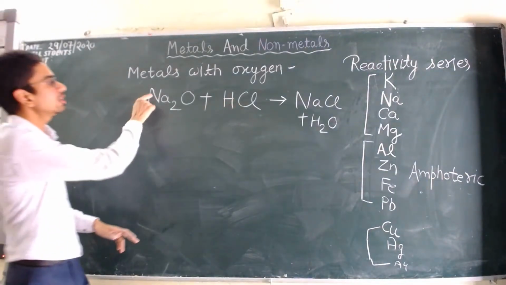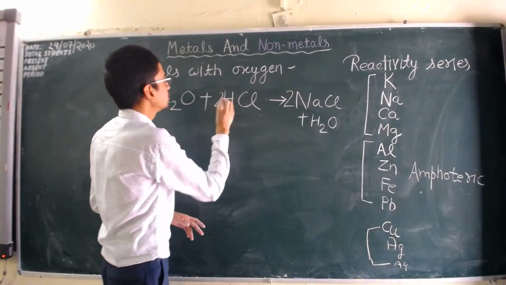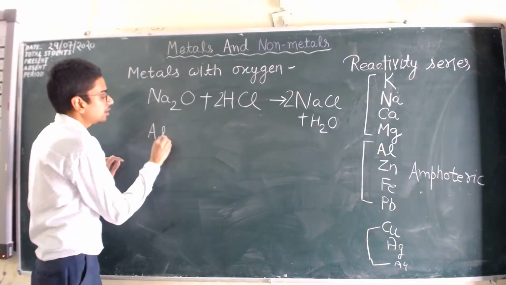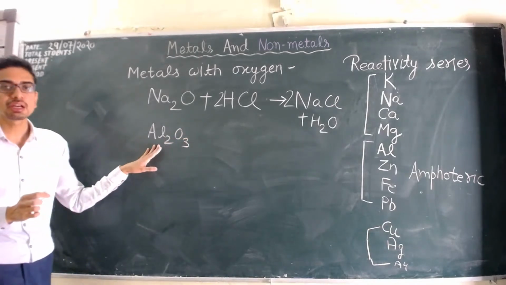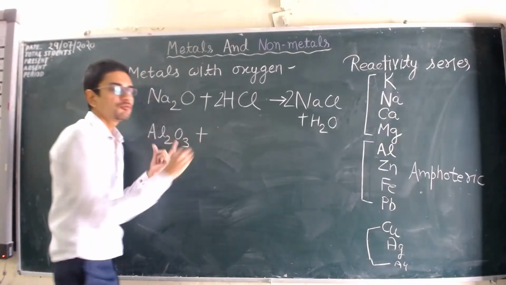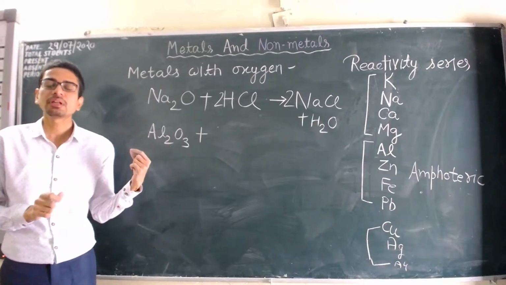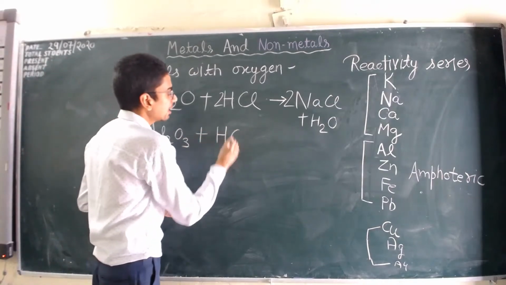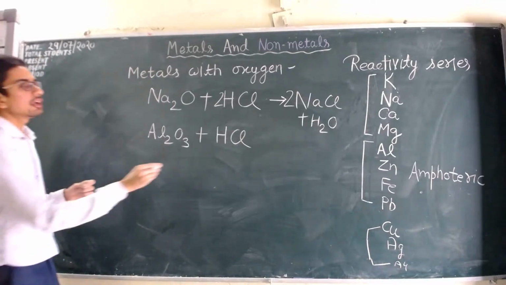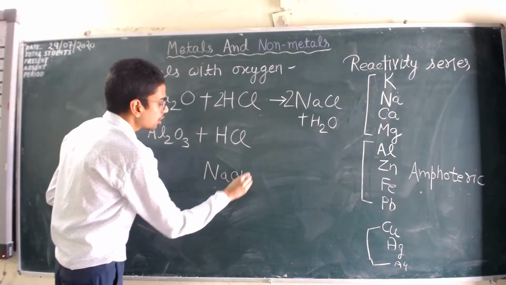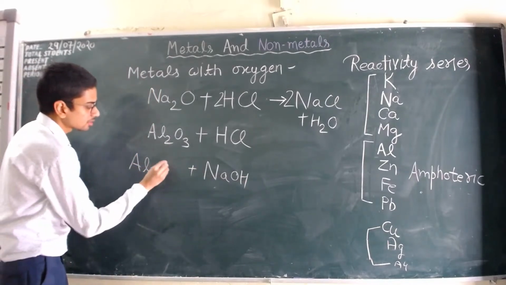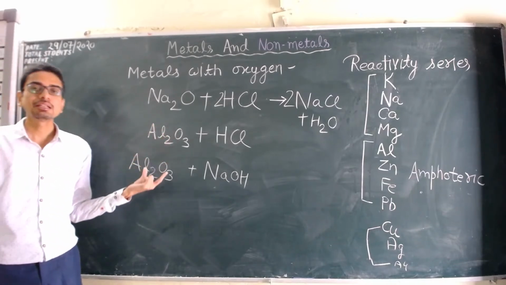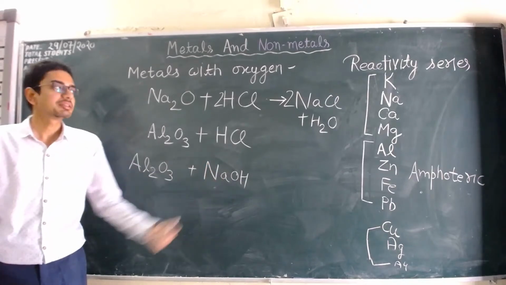Okay, you can balance this reaction. Na is 2, Cl is 2. Okay, in this way you can balance this reaction. But if I write Al2O3, which is an amphoteric oxide, aluminium oxide, because it is amphoteric, it has basic properties and acidic properties, it means that it will react with acids as well as bases. So aluminum oxide reacts with HCl and it also reacts with sodium hydroxide, which is a base. Okay, what I am trying to say is that aluminum oxide has both basic and acidic properties, so it reacts with both acids and bases.